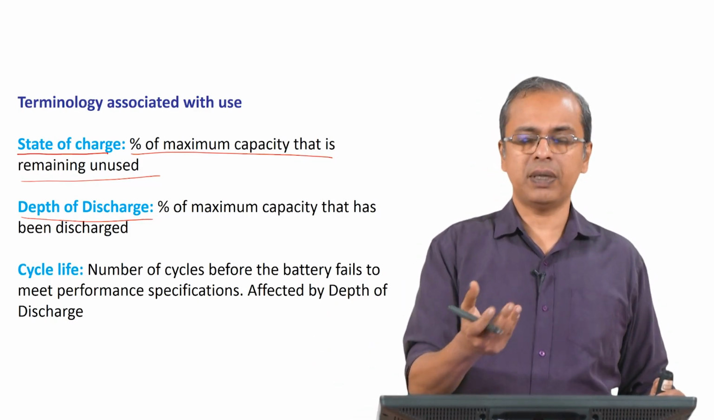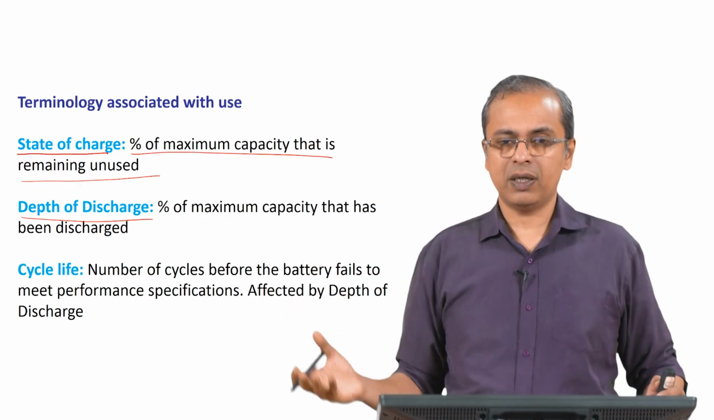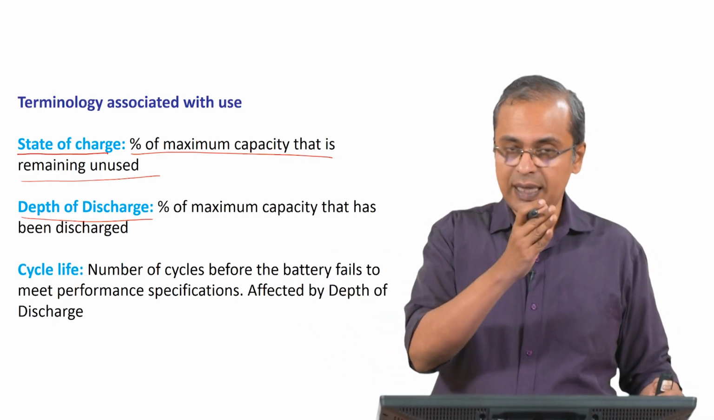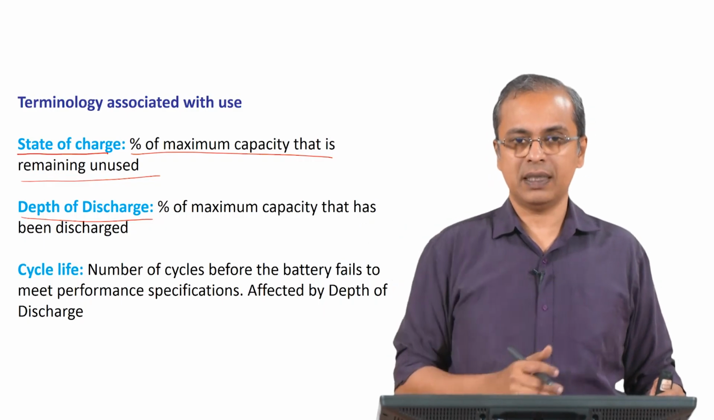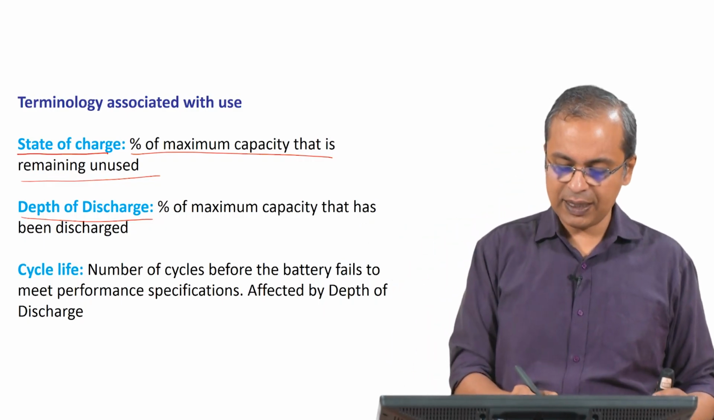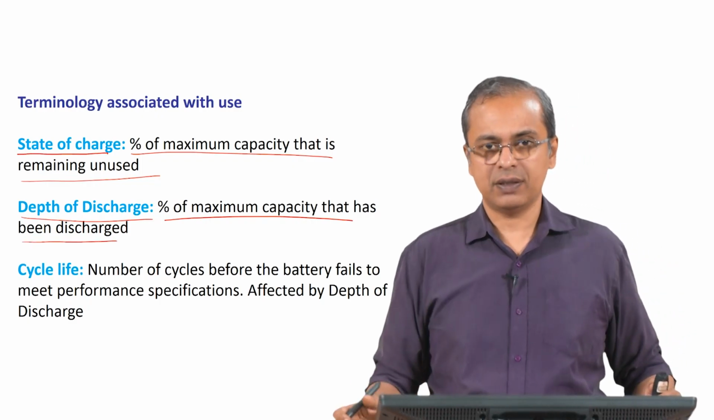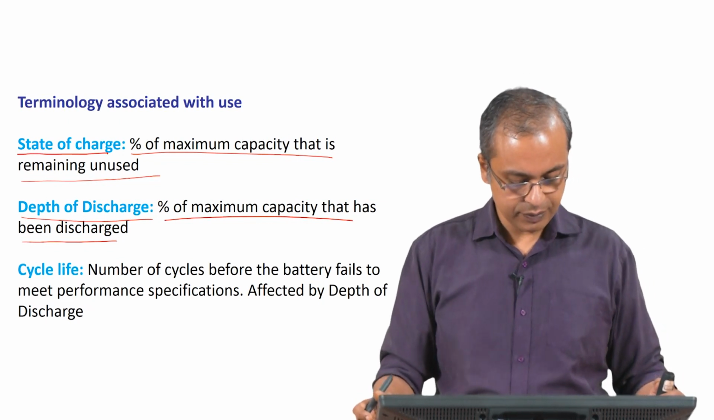The same is true with our mobile phones. Whenever we get time we recharge them; we do not necessarily wait till the battery completely winds up. So, the extent to which it has been discharged before you recharge it is the depth of discharge. Depth of discharge is the percentage of the maximum capacity that has been discharged. It is sort of the inverse of the state of charge. What remains is the state of charge; what has been completed is the depth of discharge.